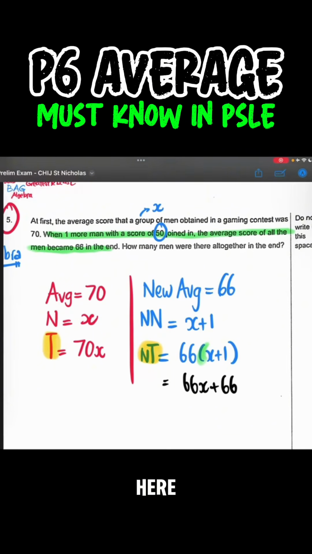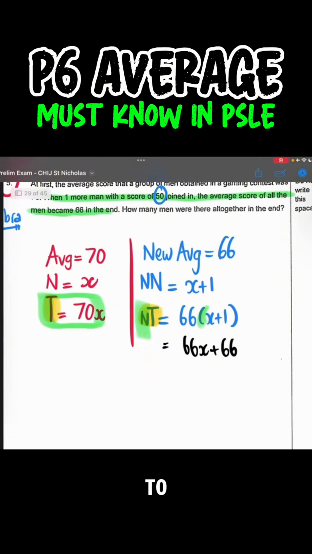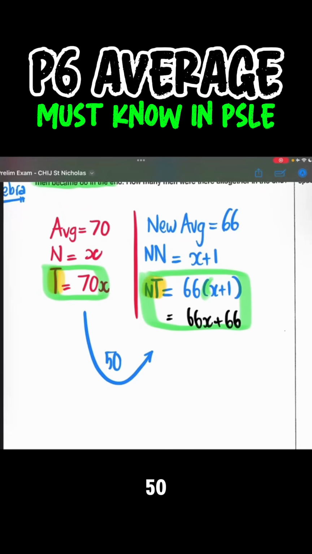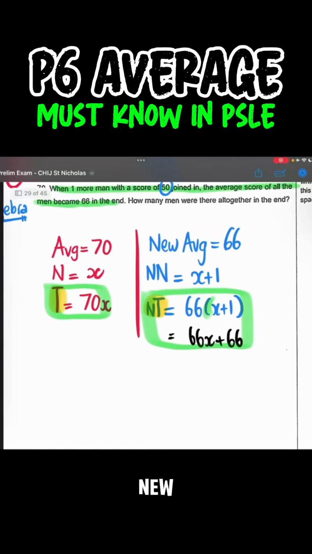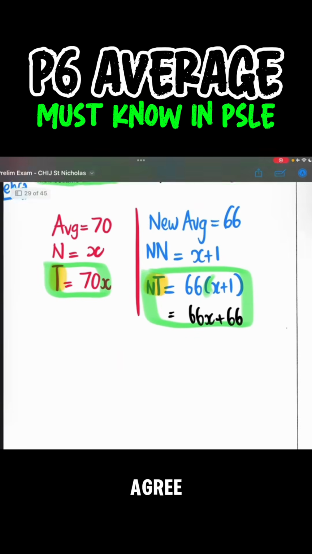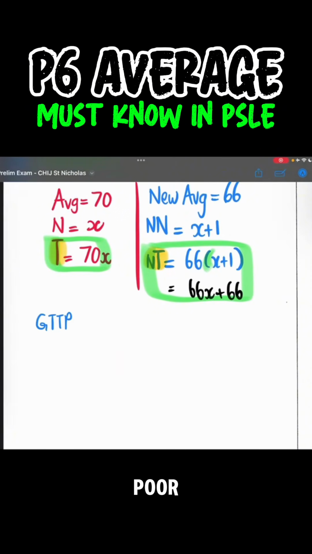How can I form an equation over here? In terms of my total, I'm going to compare this to this. One of them has to be more or less, we don't know. But I know that what caused the jump is that 50. Of course, the new total will be more, because now I added another person, another score. So I'm going to do something called give to the pool. Who in this situation is left out? Very good. 70x plus 50 equals 66x plus 66.